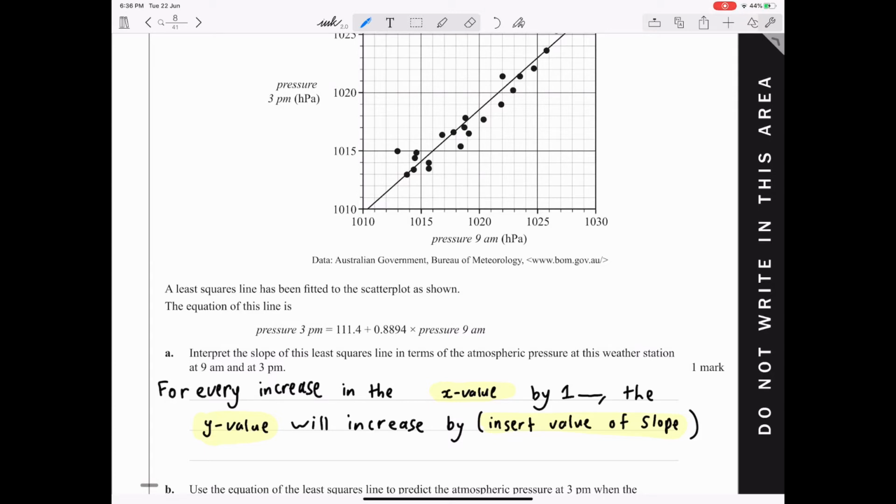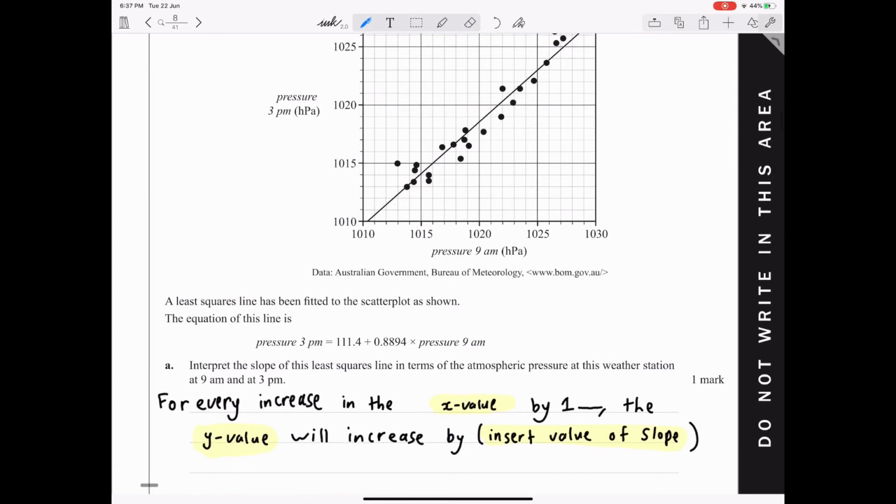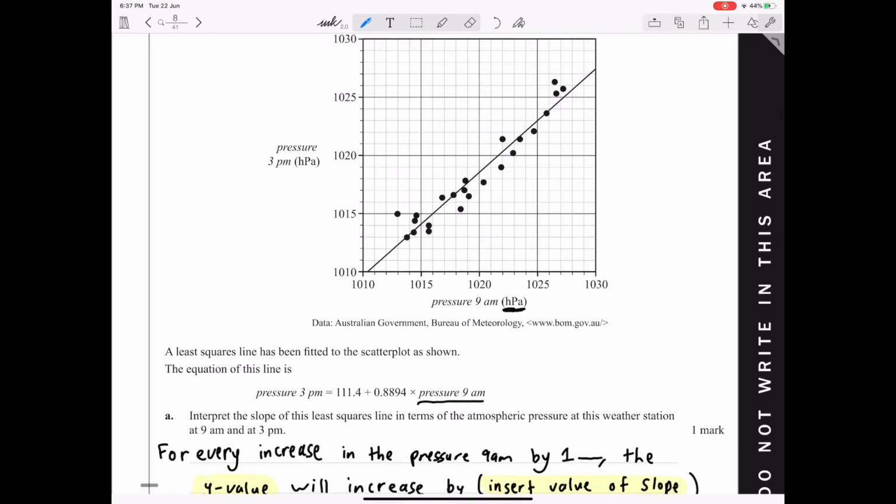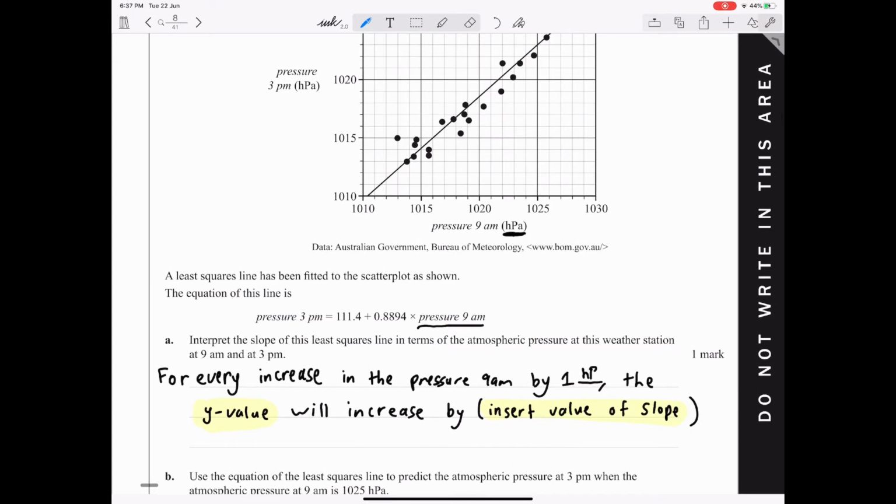So basically you should have some sort of structure for interpreting the slope in your notes. So what I would have in my notes is for every increase in the value of x by 1, and then you'd insert the units over here, the y value will increase by whatever the slope is. So in this case, the x is the pressure at 9 a.m., so for every increase in pressure at 9 a.m. by 1, where pressure at 9 a.m. is in hectopascals, write by 1 hectopascal.